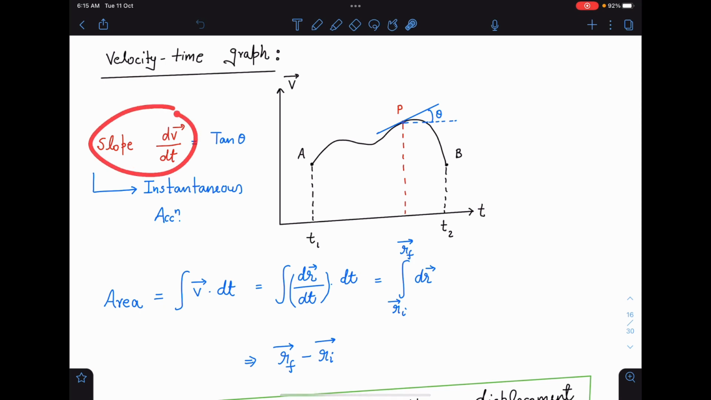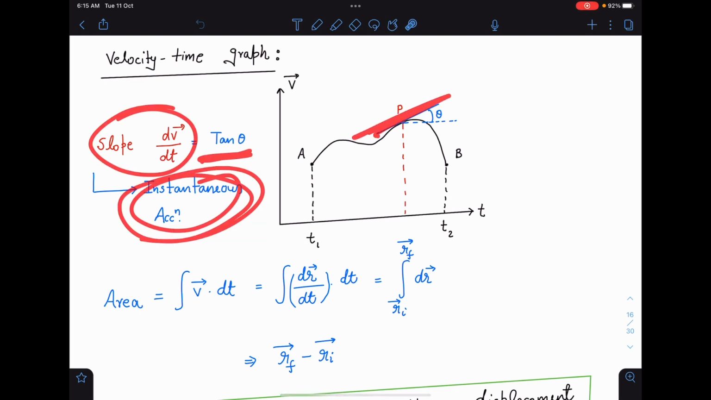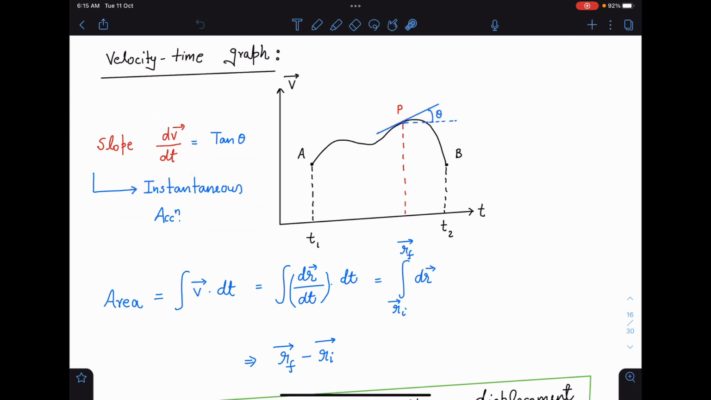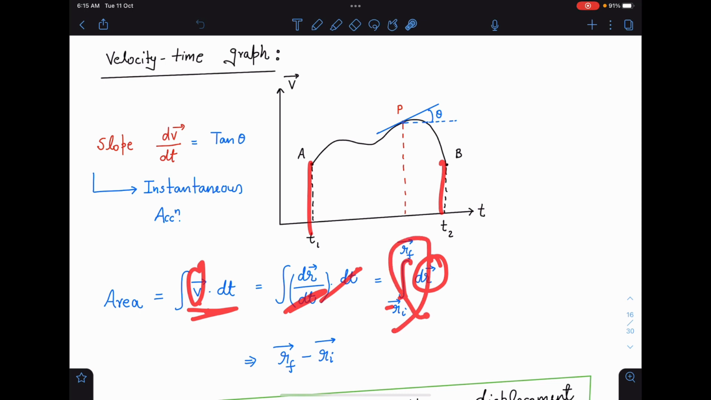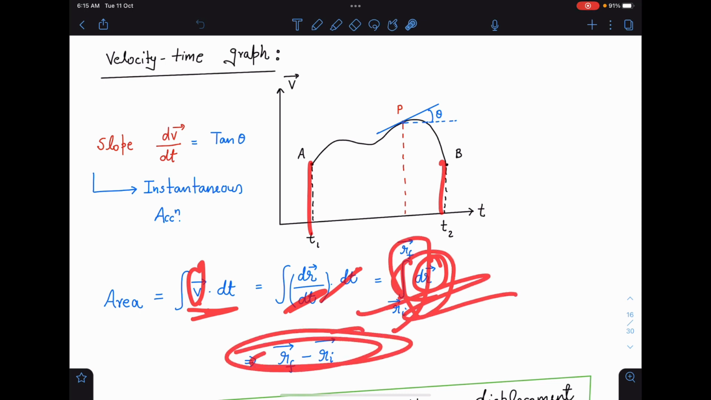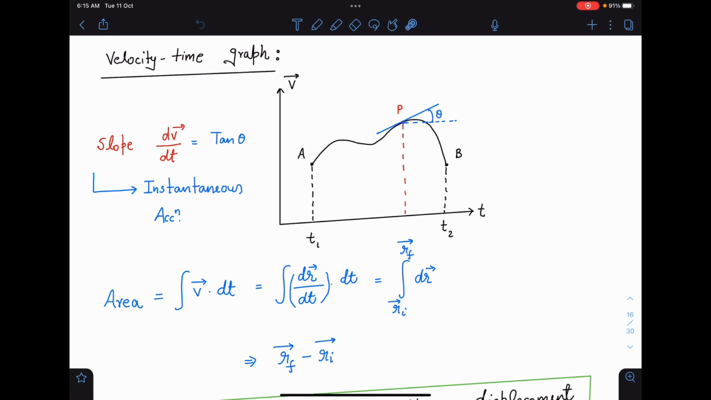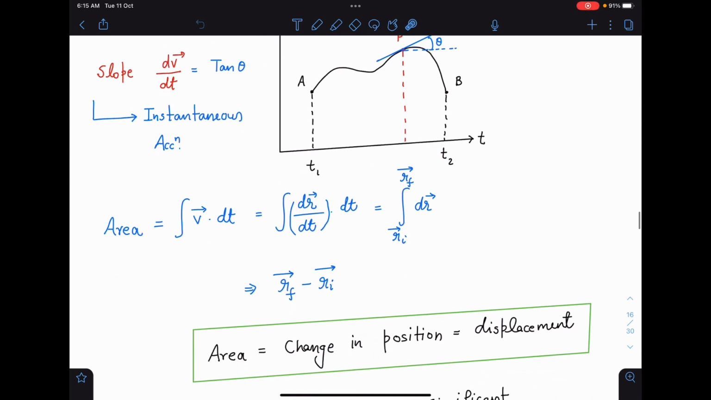Slope is dv by dt, which is tan theta, so it is going to give us instantaneous acceleration. That means anywhere a tangent is drawn, the angle theta gives us tan theta, the slope value. Now area under the curve: v dt I can write as dr by dt times dt, dt cancels. So I'll be getting integral dr from r initial to r final, and I'm going to get r final minus r initial, which is displacement. So area under the velocity time graph will give us displacement, whereas slope will give instantaneous acceleration.